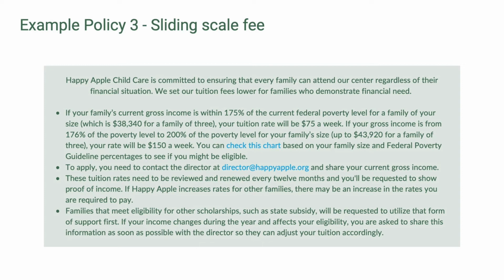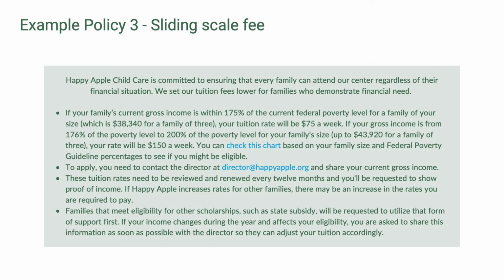And you can check this chart, which displays the various income guidelines based on family sizes to see if you might be eligible. So this is just showing that the sliding scale fee is based on family's income. So if your income is lower, you're paying a lower tuition rate than a family whose income would be higher. To apply, you would need to contact the director and share your current gross income.